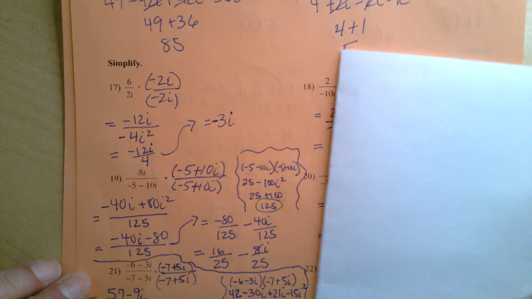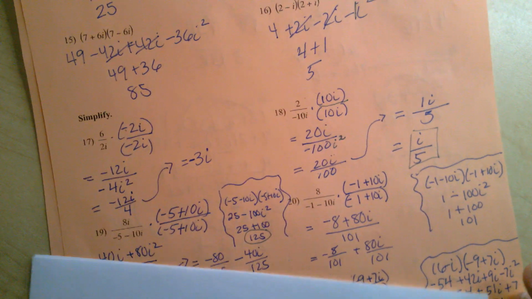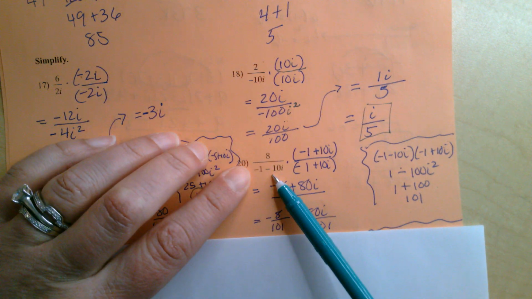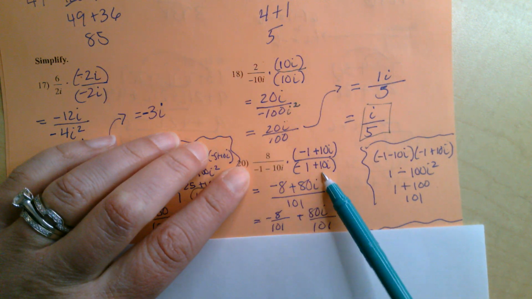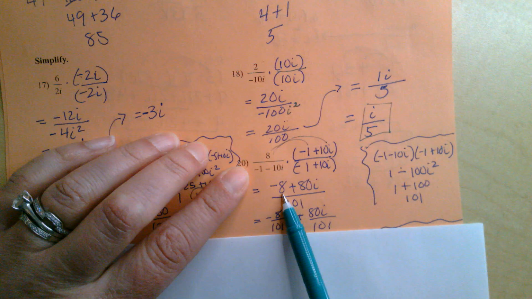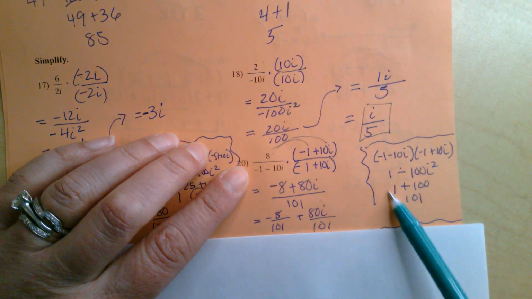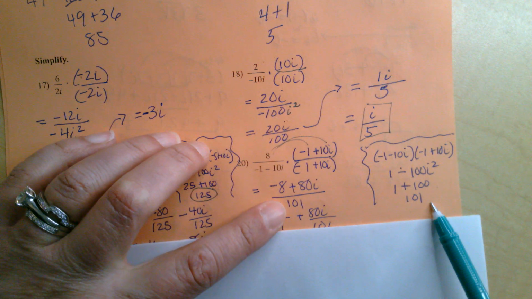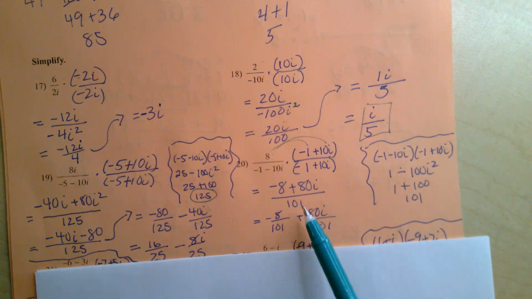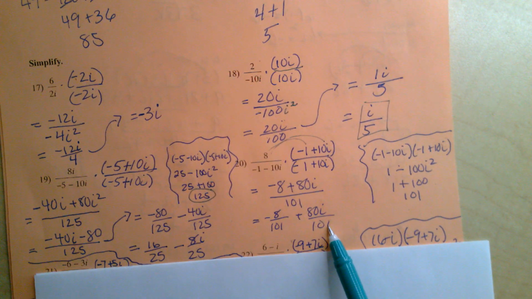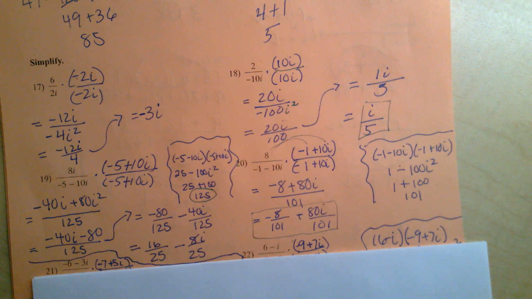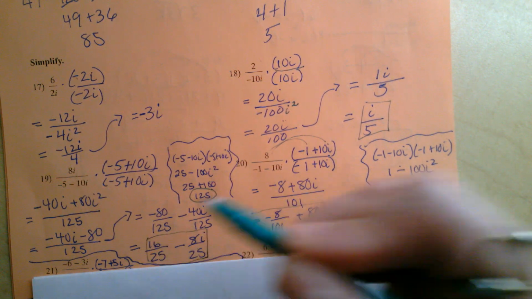Okay, let's go to 20. Here's 20. We have negative 1 minus 10i, so negative 1 plus 10i. Again, I distributed this, negative 8 plus 80i. I did this work over here, and I got the answer as 101. I dropped the 101 in the denominator. I then separated it, negative 8 over 101 plus 80i over 101. And I cannot reduce that any further, so this is the answer. And I'm going to put a little box around that answer too.